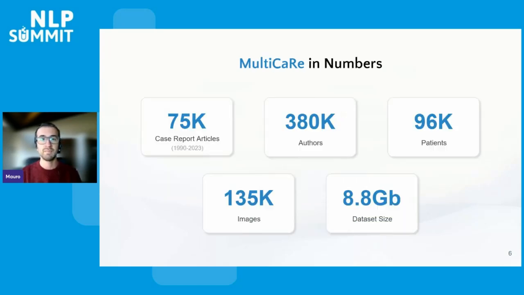Okay, let's talk about some numbers related to MultiCaRe. It contains more than 75,000 case report articles from 1990 until last year. These articles were written by 380,000 authors, and they refer to 96,000 patients. The dataset contains 135,000 images, and in total it sums up to 8.8 gigabytes in size.